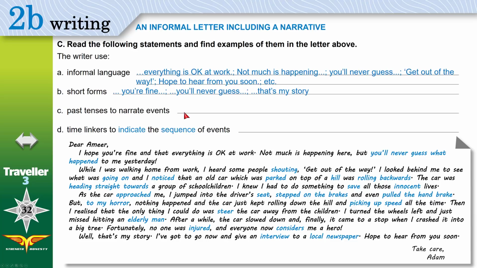Past tenses to narrate events. Where can you find past simple and past progressive here? I was walking, while I was walking. This is past progressive. I heard, I noticed. This is past simple. I was heading. The car was heading. Time linkers to indicate, to show the sequence, to show which thing happened first of events. These are the linkers: while, as, then, after a while, and finally. They show sequence, which thing happened first.